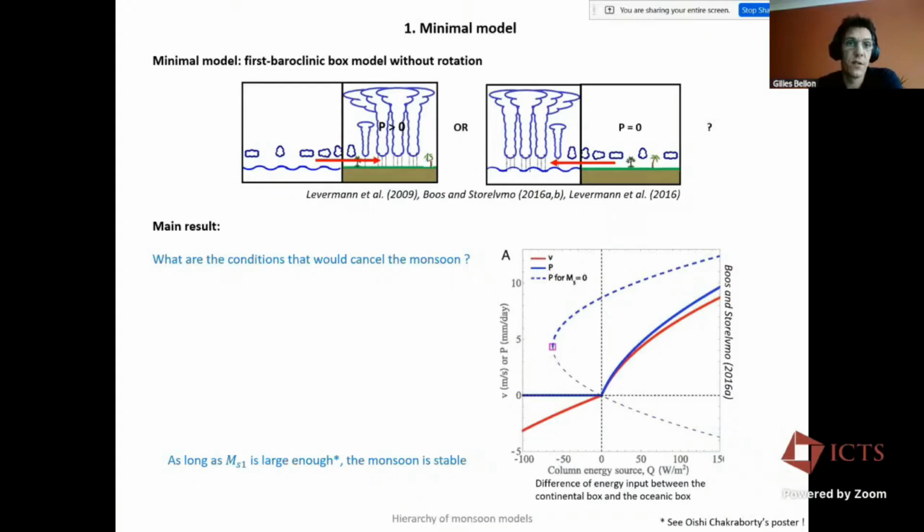And this circulation will be with ascent over land, and then we'll get the monsoon. So that's what's shown by this little diagram here, where you have the low level wind pointed positive towards the continent, and the precipitation in blue for a positive value of the gross moist stability. And you can see that you have a monsoon as soon as you have essentially energy input into the atmospheric column over land.